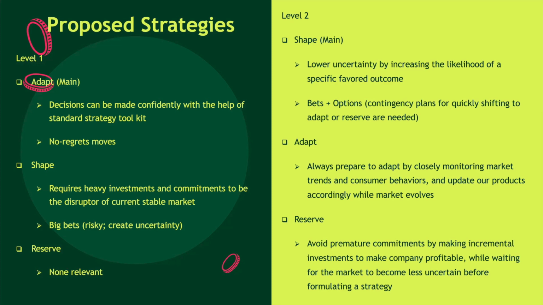As for level 2 of uncertainty, we would choose to become the shaper as our main posture because we can lower the uncertainty by increasing the likelihood of a specific favored outcome. We can combine the actions of bets and options because we need the contingency plans for our company to shift quickly to adapt or reserve if we can get more information from the current market.